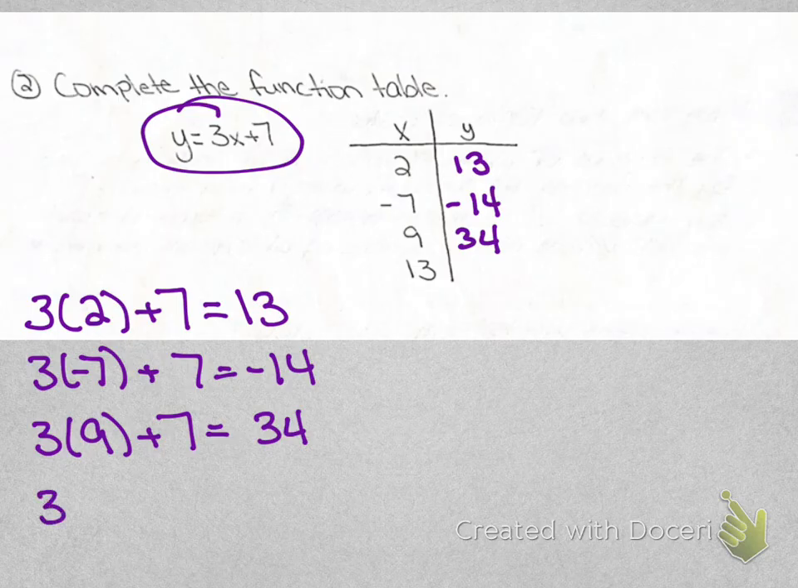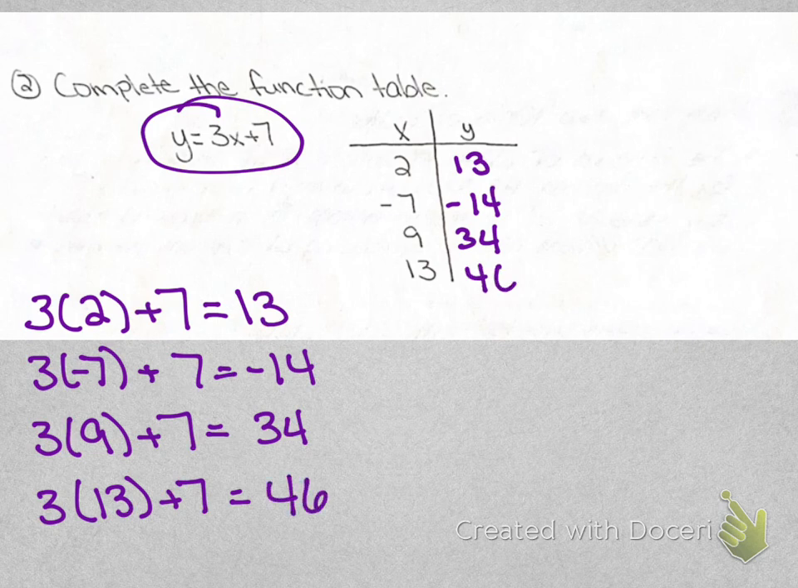Then we have 3 times 13 plus 7. 3 times 13 is 39. You add 7 to it, you get 46. And that's all. So all you're doing is plugging your x values into your equation, solving for y. Alright, let's look at the next one.